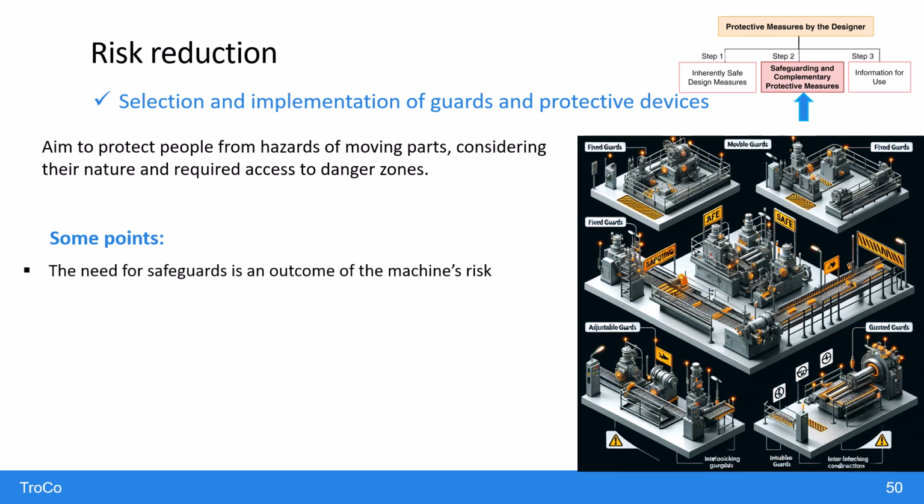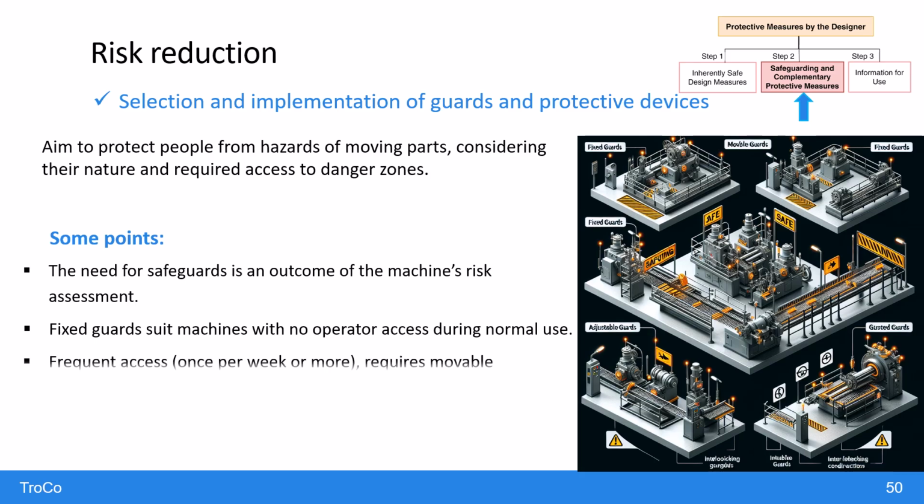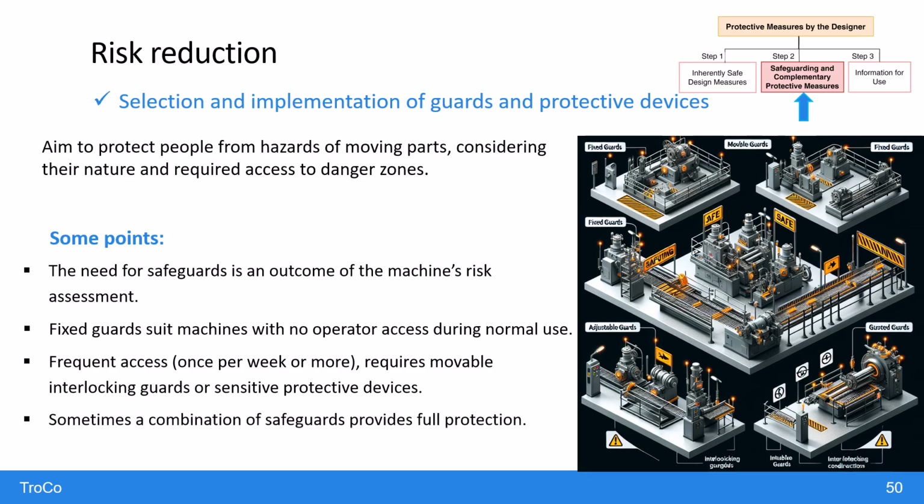Safeguards are selected based on the machine's risk assessment. If the required risk reduction is not achieved by inherent safe measures, safeguarding is the next step. Fixed guards are suitable when no operator access is needed during normal operation. For frequent access, once per week or more, movable interlocking guards, or sensitive protective equipment, are required. In some cases, a combination of different safeguards provides complete protection.